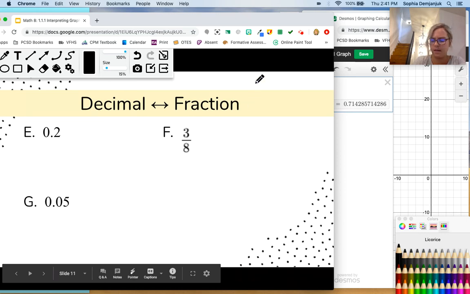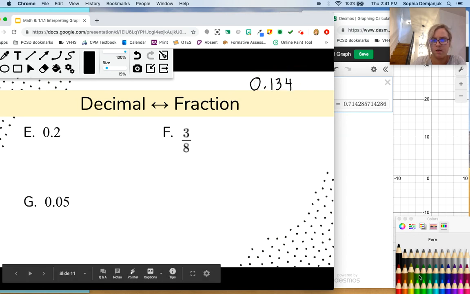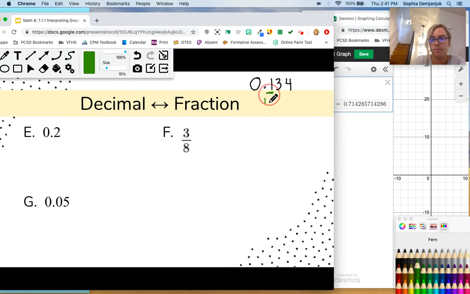So when you're thinking about decimals, let me just write a random decimal down here. This 1 is in the 10th place. This 3 is in the 100th place. And this 4 is in the 1000th place. Just talking about the place values of those numbers. And we're going to use that piece of information to help us when we're converting it.